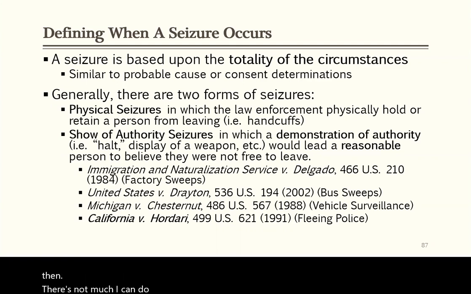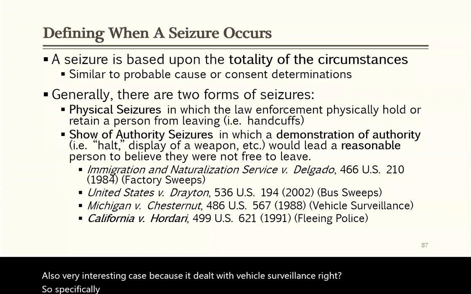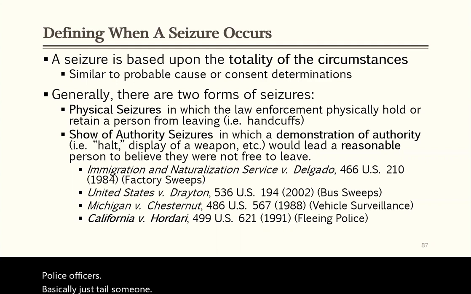So that brings us now to Michigan versus Chesternut. Also a very interesting case because it dealt with vehicle surveillance. So specifically in this case, what happens is police officers basically just tail someone. They don't try to hide it.